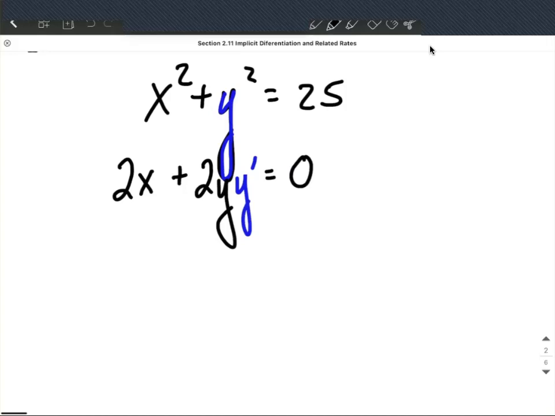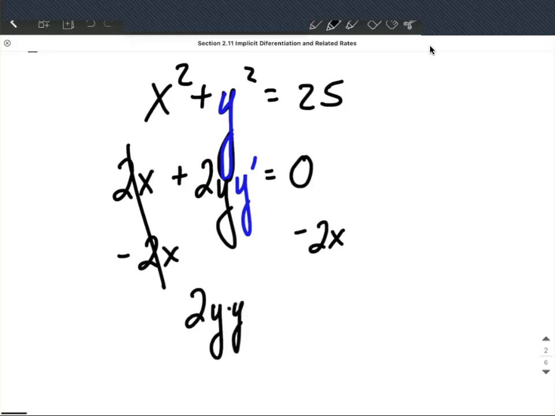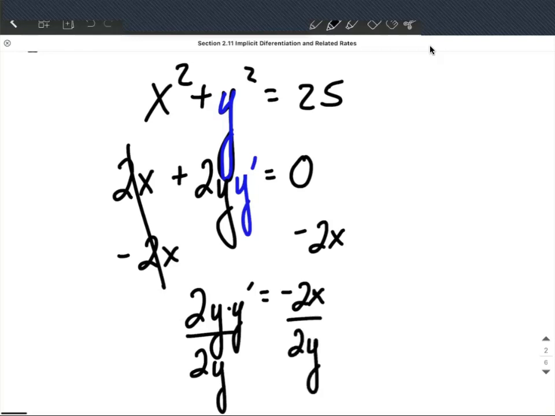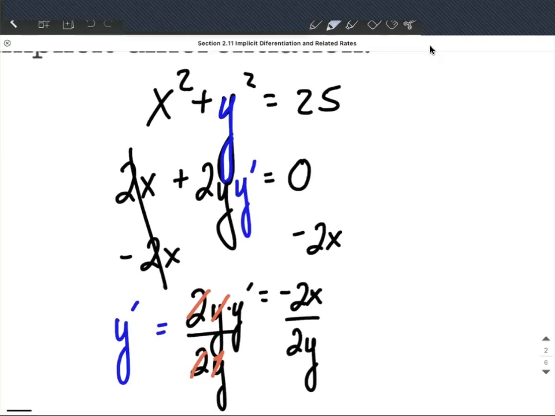Our next goal is to isolate that y prime, get it on one side all by itself, and solve for it. So let's move the 2x to the other side by subtracting it. This will leave us with 2y times y prime equals negative 2x. To get y prime all by itself, we can divide both sides by 2y. On the left-hand side, after a little simplifying, we're left with just y prime all by itself. So this is the formula for our derivative at any point on this graph.